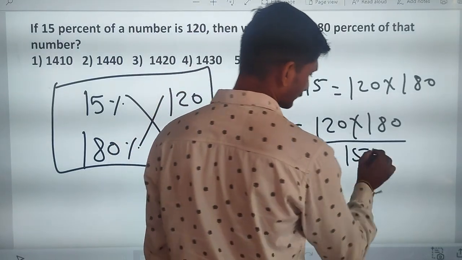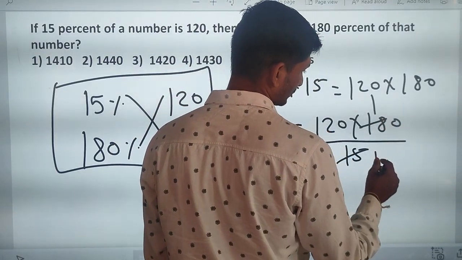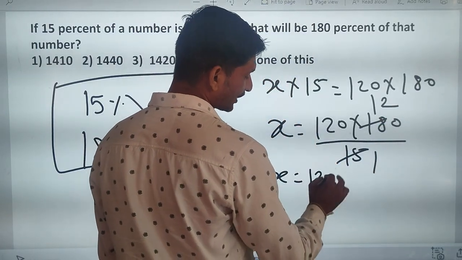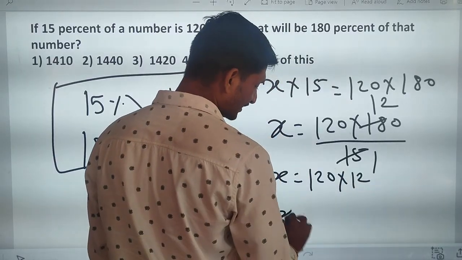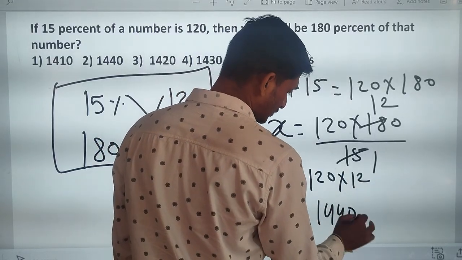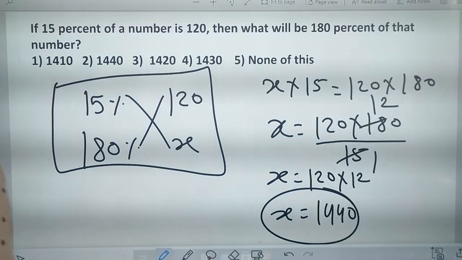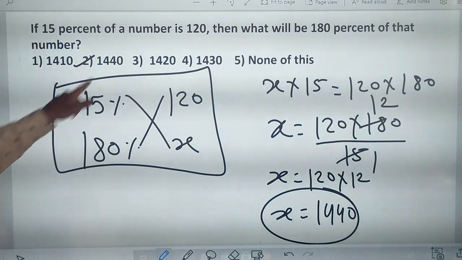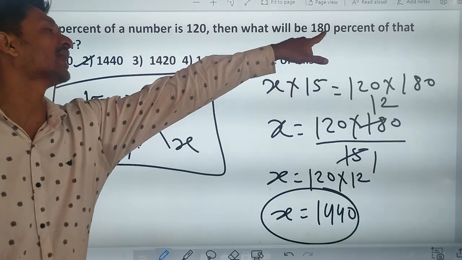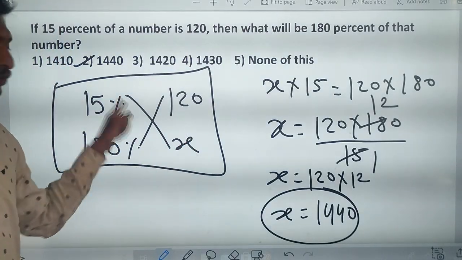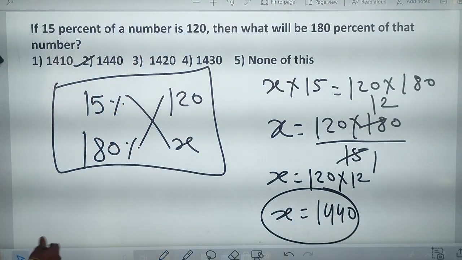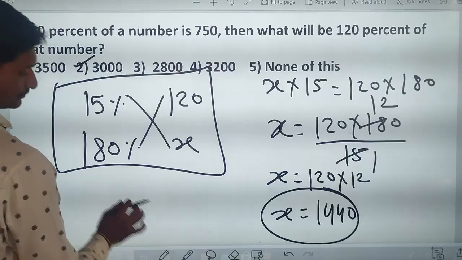Now here x is equal to 120 into 12. That is x is equal to 1440. Now the value of x is equal to 1440. Now your answer is 1440. Here we write 15% means 120. Now 180% means what? We take cross multiplication. Then we get the answer.